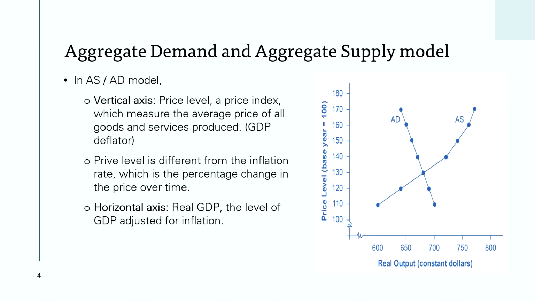In the aggregate supply and aggregate demand model, the axes represent the entire economy. The vertical axis is the price level, measured by an index like the GDP deflator. It's important to note that the price level is a snapshot of average prices, which is different from the inflation rate, the percentage change in those prices over time. The horizontal axis is real GDP, which represents the total level of output adjusted for inflation.